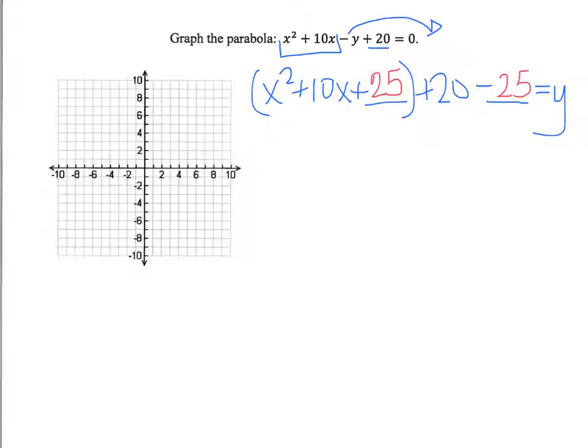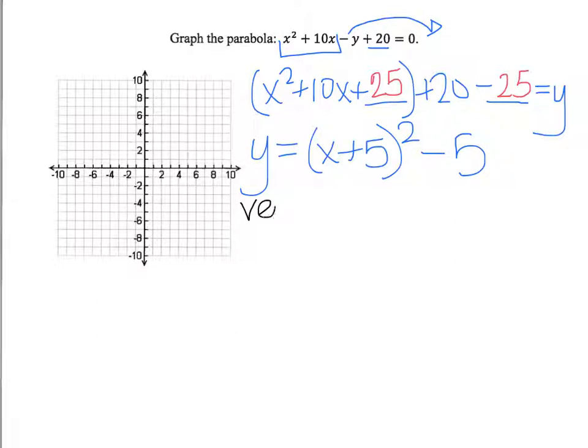Now, just like in our other conic sections, we need to factor the trinomial, collect like terms. I'm going to have my y equals on the left side this time just because it looks prettier. And my equation now has become y equals x plus 5 quantity squared minus 5. That's standard form, vertex form also. Remember the a value is 1, and my vertex is at -5, -5. So let's start writing all that good stuff out to be able to graph it.